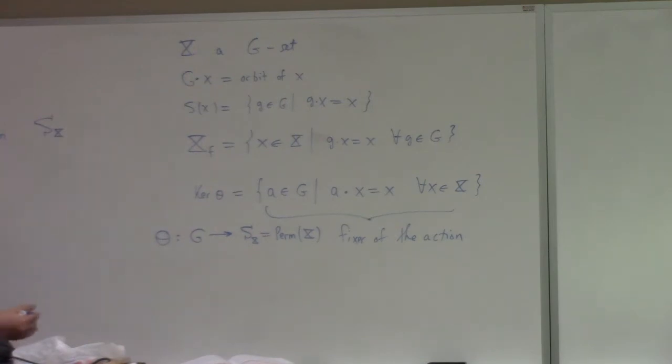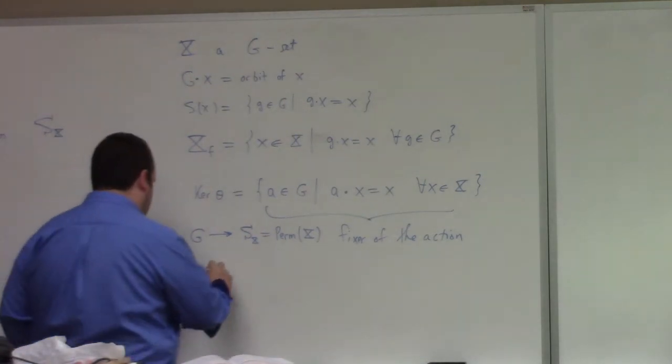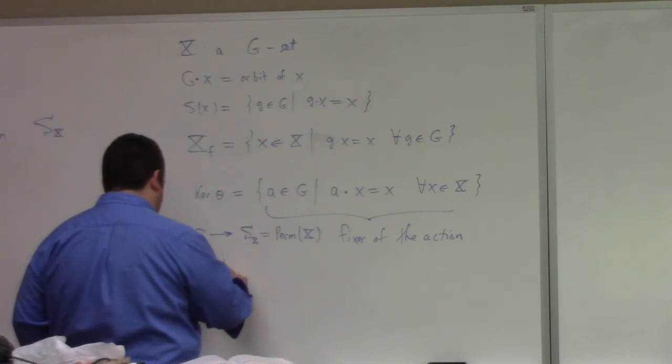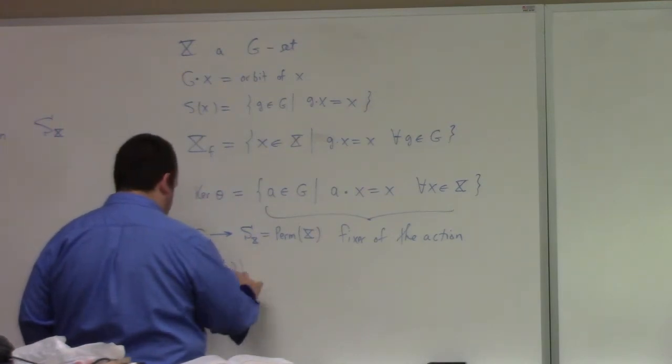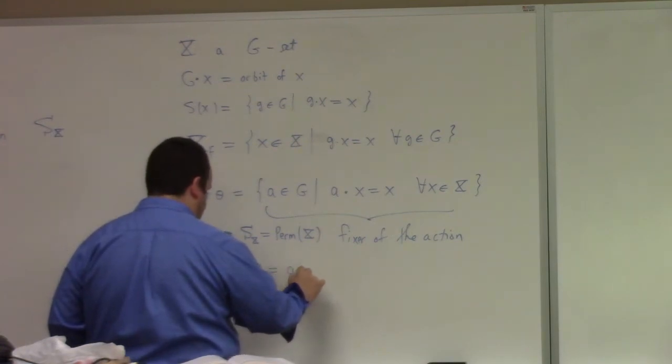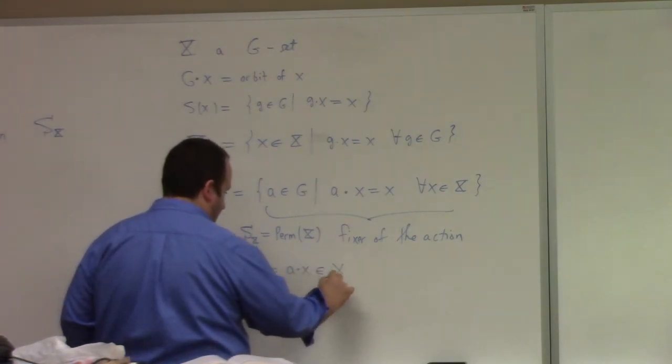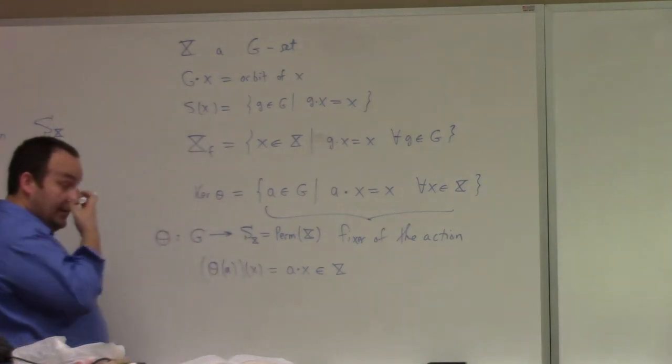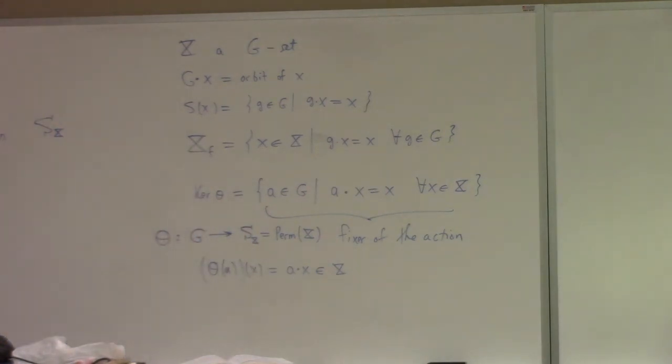But how is theta related to the action? Remember we said theta of a, of x, is equal to a dot x. And that gives me an element of X again. And so there's this interplay between the group action and permutations.